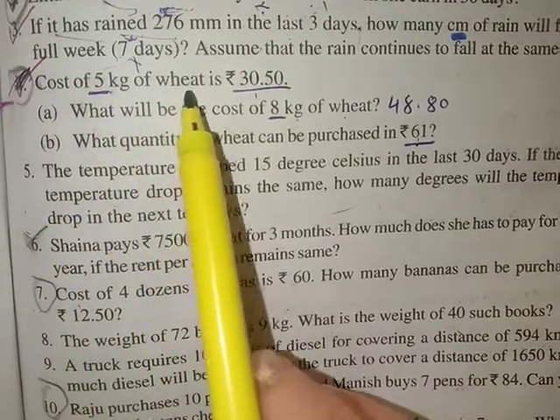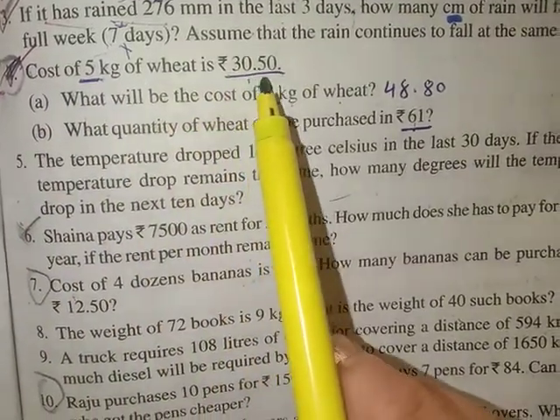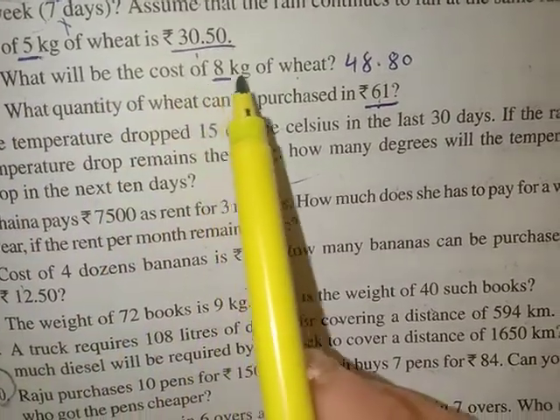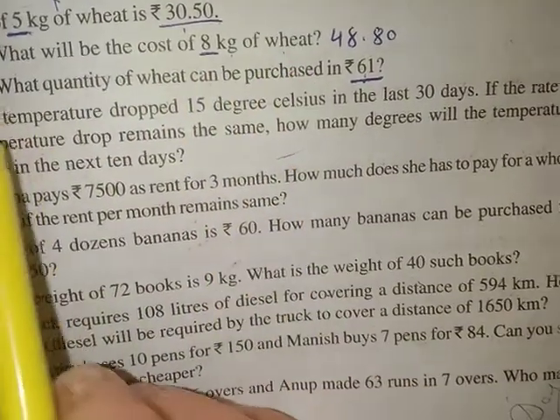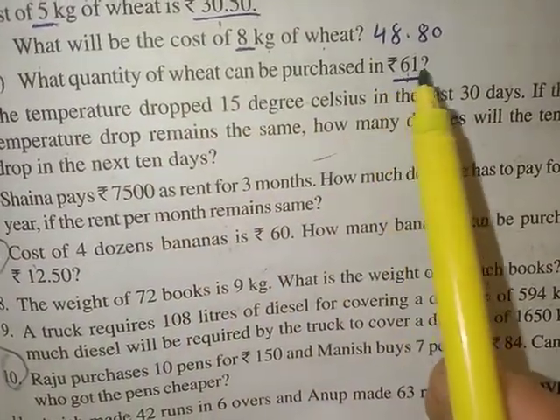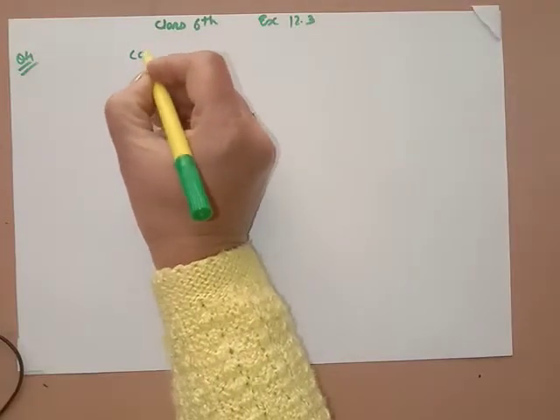Cost of 5 kg of wheat is rupees 30.50. First, what will be the cost of 8 kg of wheat, and second, what quantity of wheat can be purchased in rupees 61. Now what is the given information?